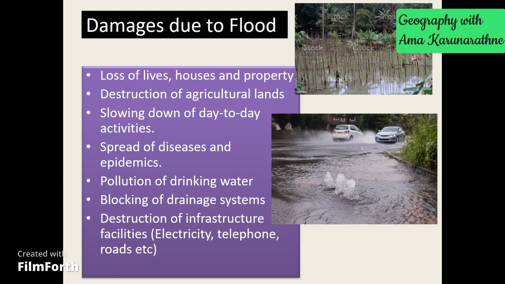Next one, destruction of agricultural lands. See here, usually this happens to paddy lands as well. When flood has happened, all the paddy fields are covered with flood water, and then it destroys this paddy. You see here, I think this is a Chinese cultivation land, and you can see banana trees here. See here, this land is affected by flood.